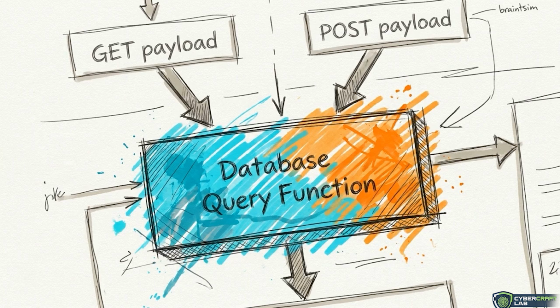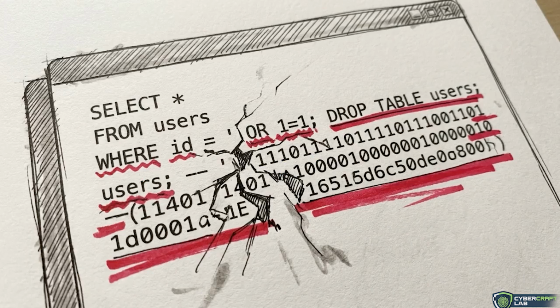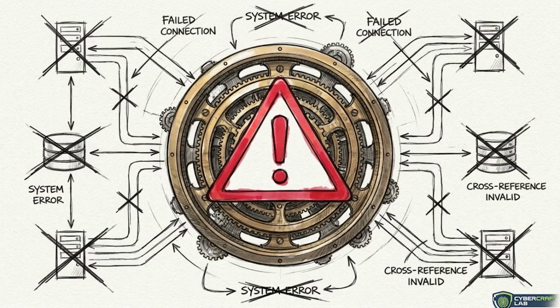In reality, the backend SQL engine does not differentiate between how the data arrived. It evaluates the incoming input identically, regardless of the transport method. If the backend code uses string concatenation to build its queries, both GET and POST methods remain equally vulnerable to injection. Hiding the payload provides only an illusion of security. Real protection requires a structural change in how the database processes the data once it arrives.